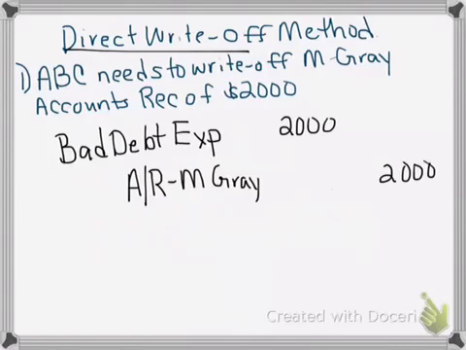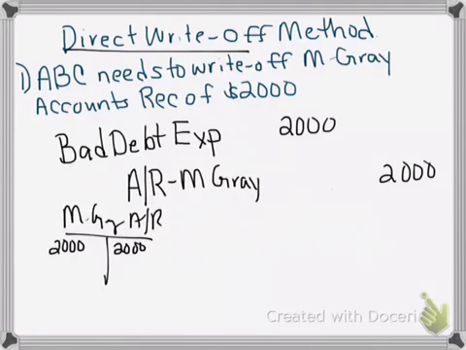And we would actually write this amount off. When you looked at M. Gray's accounts receivable, you would see that she had $2,000 in it. At this particular point, we were writing it off, and so now it shows that she doesn't owe us anything because we don't believe that she's going to pay us.